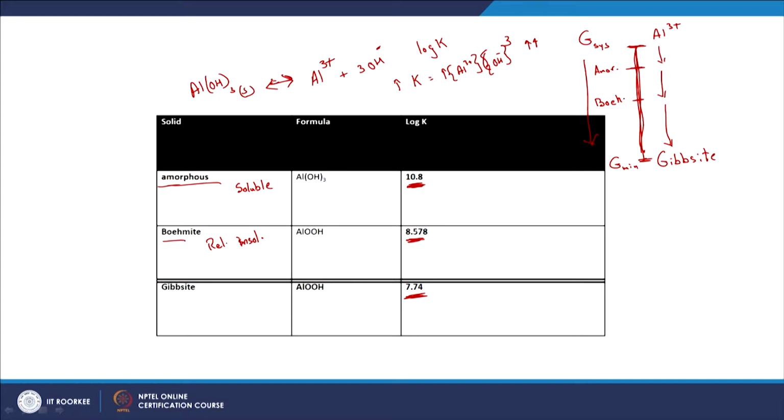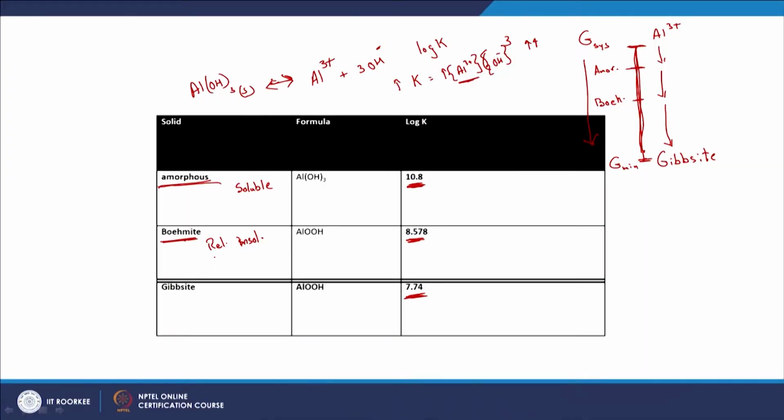Why is that? The log K value is less. So, if the log K value is less, what does that mean? The Al3+ concentration in solution at equilibrium is also going to be relatively less compared to the amorphous form, right. I will try to illustrate that in a better manner again. So, compared to the amorphous form, the Boehmite is relatively insoluble, again with respect to Al3+, and Gibbsite is the most insoluble form, and you can understand that from the lowest log K value for this particular aluminum precipitate, which is 7.7, right.